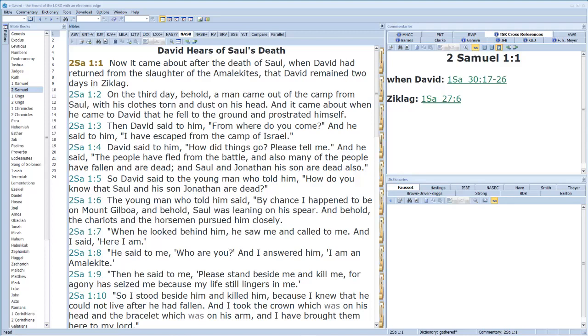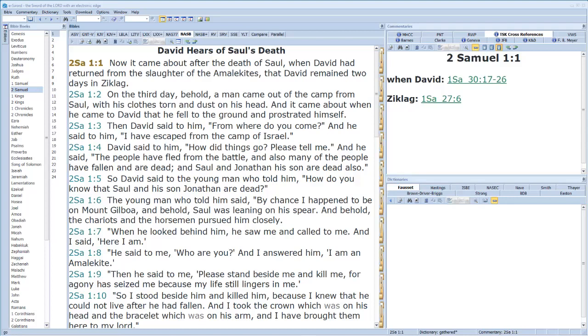So it says, verse 2, on the third day, behold, a man came out of the camp from Saul with his clothes torn and dust on his head. And so he's coming back as if he had been defeated, or in a period of mourning. And when he came to David, he fell to the ground and prostrated. And David said, "From where have you come?" And he says, "I've escaped from the camp of Israel." And David said to him, "How did things go? Please tell me."